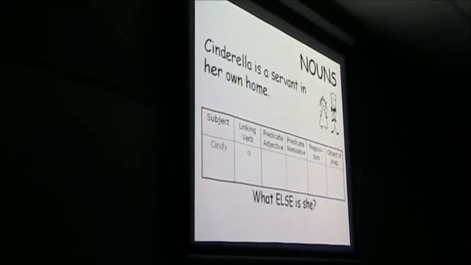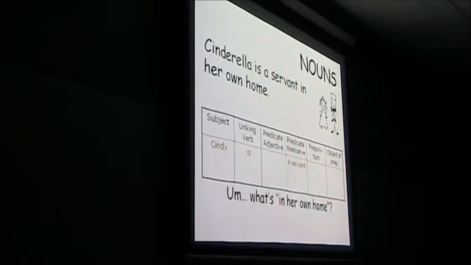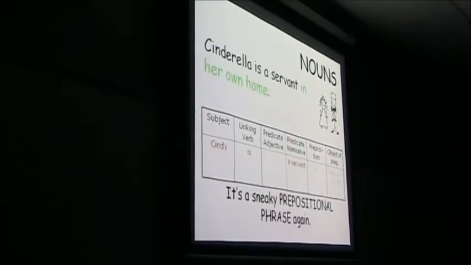What else is she? She's a servant. Is servant a noun or an adjective? Servant is a noun, so I put it in the predicate nominative category. Servant renames Cinderella. What's in her own home? Yay. Prepositional phrase. So put that in too.